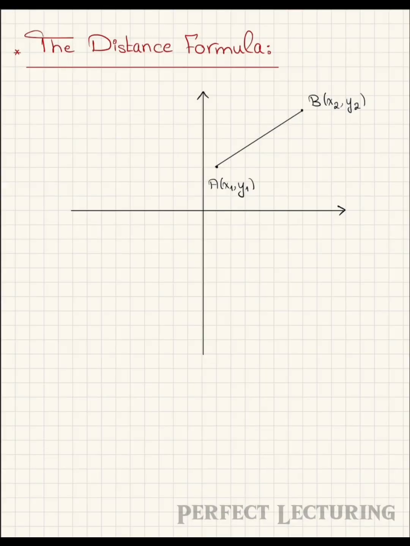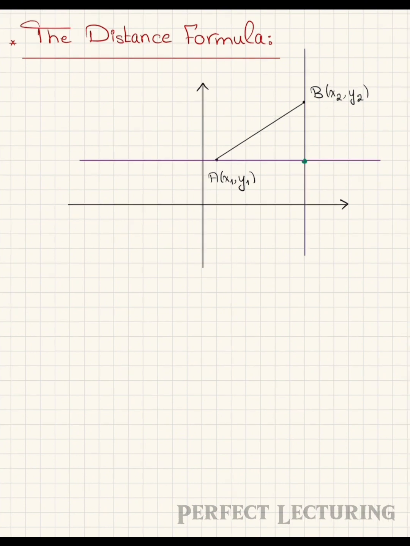The final topic in this video is the distance formula. In other words, how to calculate the distance between 2 points, or the length of a segment given its endpoints. Let's derive the formula. To do that, we draw a horizontal line passing through A and another vertical line passing through B. Now, what are the coordinates of the point of intersection of these two lines?